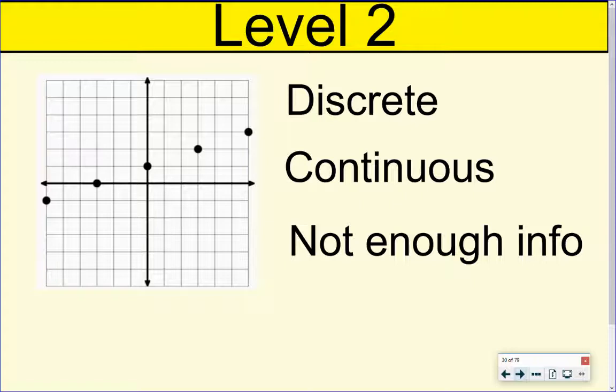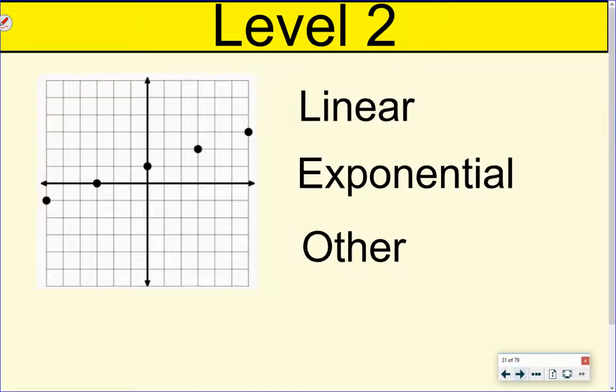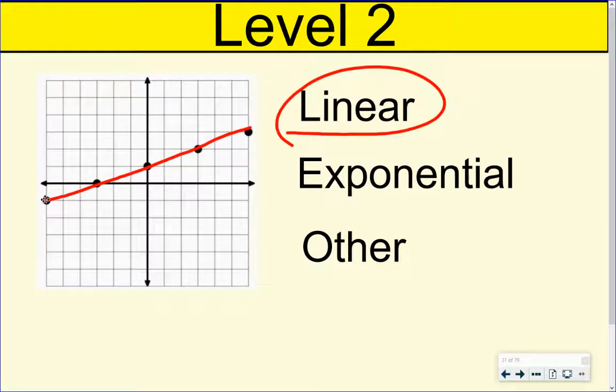Okay, next one. It might be a good idea to pause it and see what you get, and then we'll talk about it, but hopefully you've had enough time. Discrete is dots, so this one is a discrete graph. Next one, we're talking about whether it's linear or exponential. Now, imagine it. These dots are not connected, but if I did connect them, does it make a line? Yes, it does. Okay, and I'm going to erase that line because we are not connecting them. I was just connecting them so you could see the line.